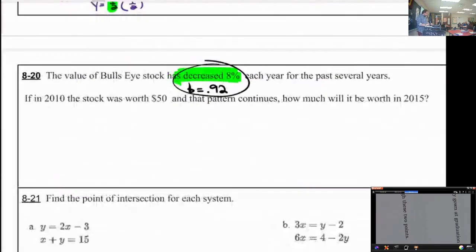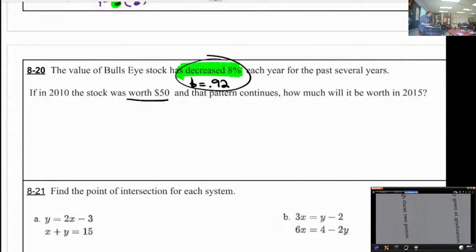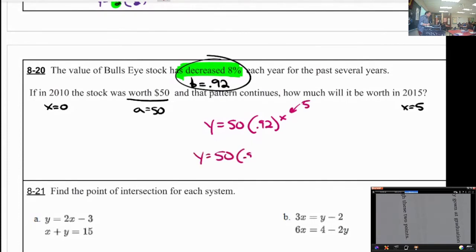In 2010, if the stock was worth 50 bucks, let's say that's A, that's a starting point. And 2010, we're going to make a note, that's when x equals 0. Because we are asked how much it's worth in 2015. If 2010 is year 0, 2015 is year 5. We're doing the math there. So our equation is going to be something like this. y equals 50 times 0.92 to the x power. Of course, we're going to plug in 5 for this. So we need to go on a calculator really fast and do 50 times 0.92 to the 5th power.